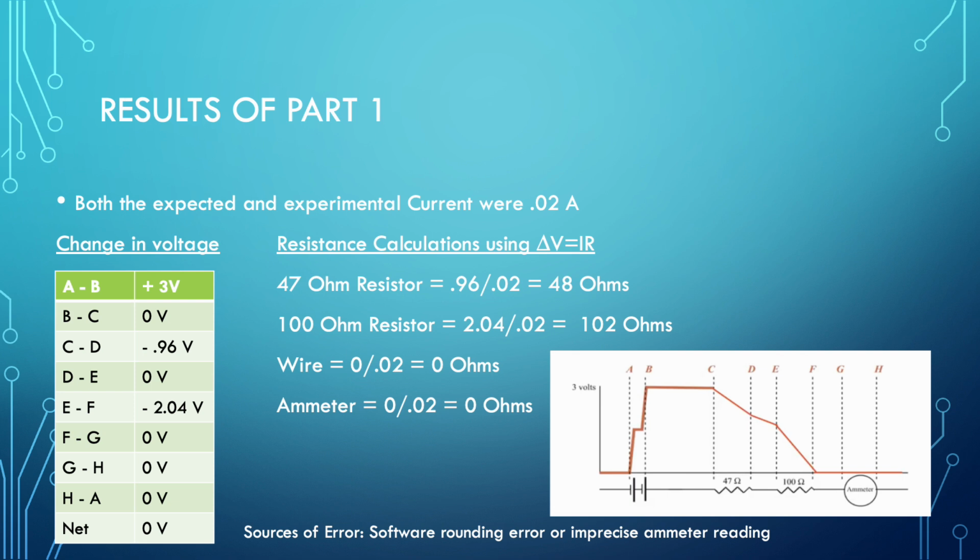So there is a slight difference in the expected versus the experimental values here, because the 47 ohm resistor should be 47 ohms, but it was 48, and same with the 100 ohm resistor. And the source of error here is likely a software rounding error or imprecise ammeter reading.